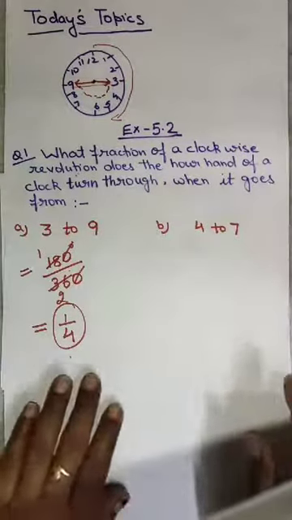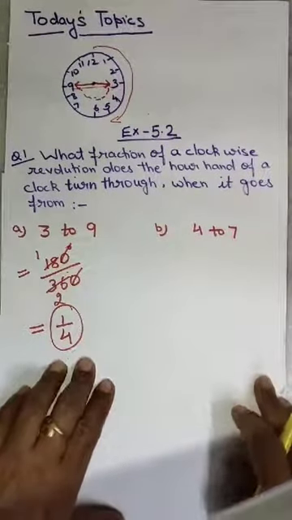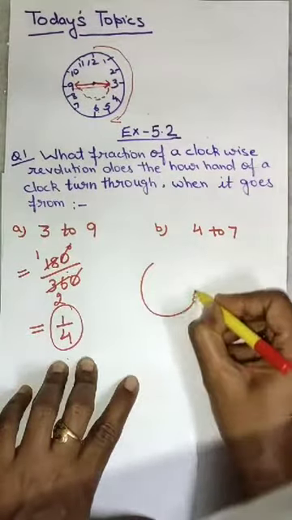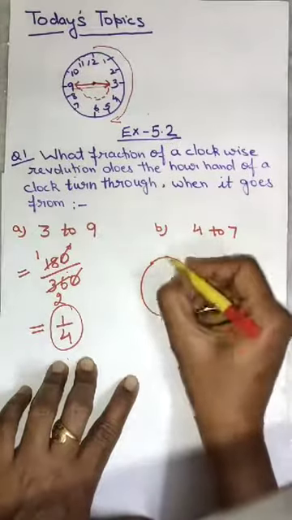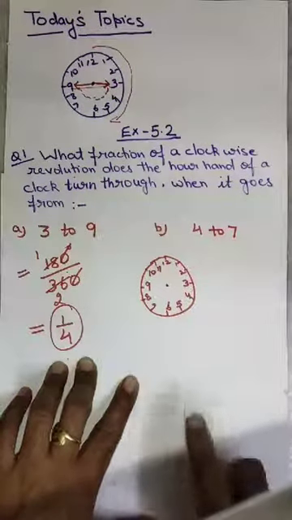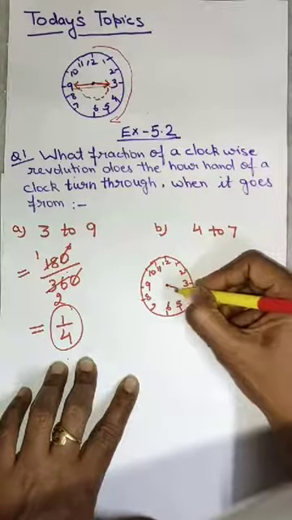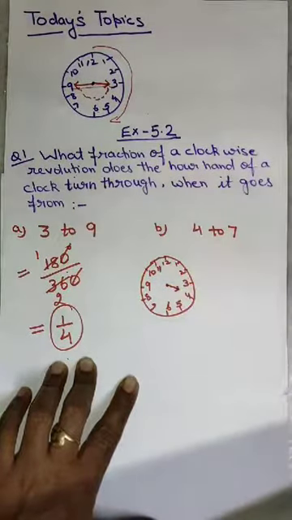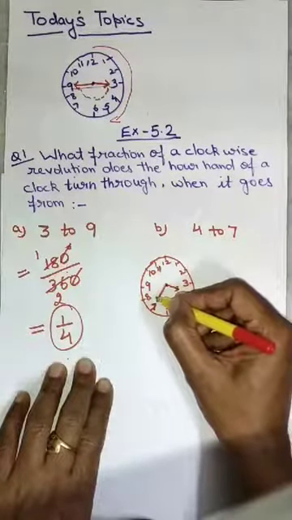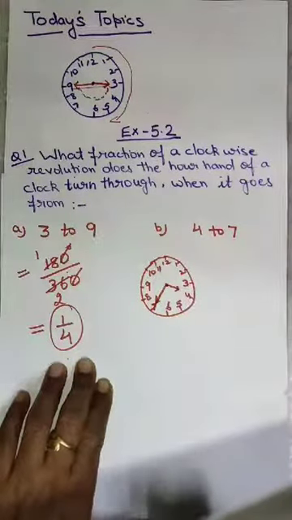Okay, see one more question now. It's part B. Now our hand moves from 4 to 7. Let me again make one clock. Now our hand moves from 4 to 7. It means it starts from here, that is 4, and it reaches up to 7 here. This is not a straight line. So it is not a straight angle.